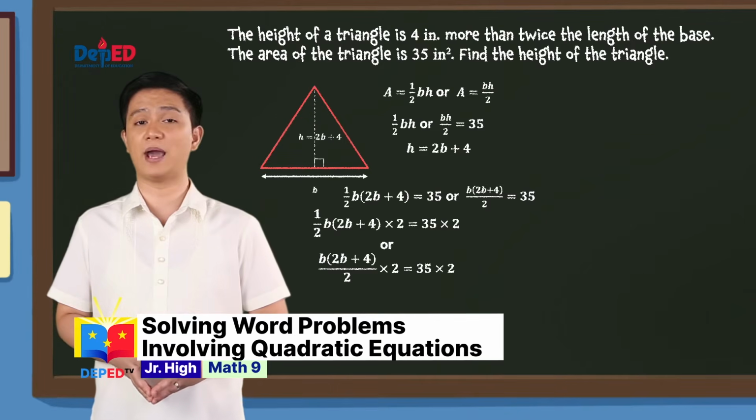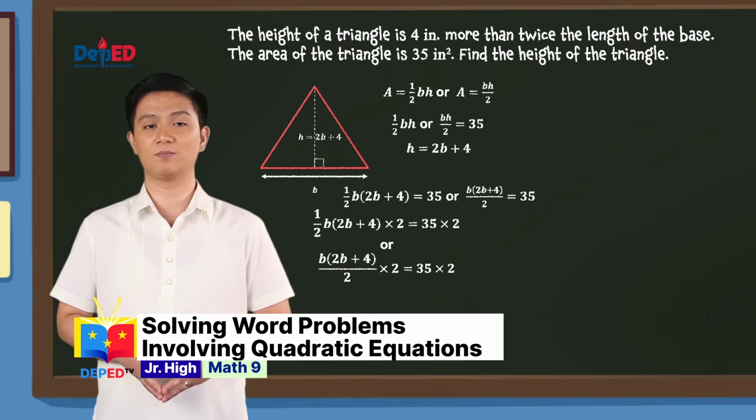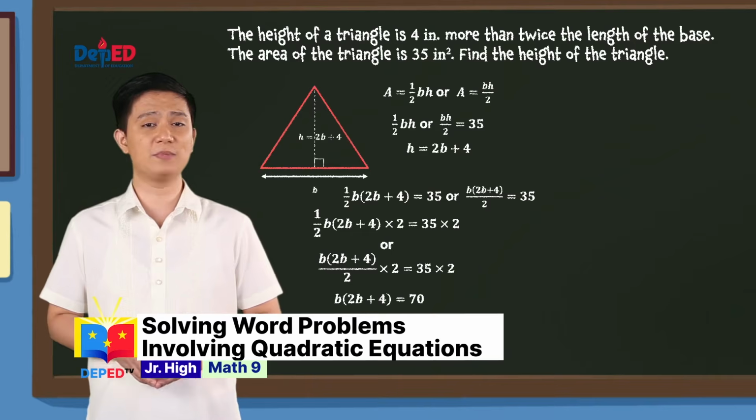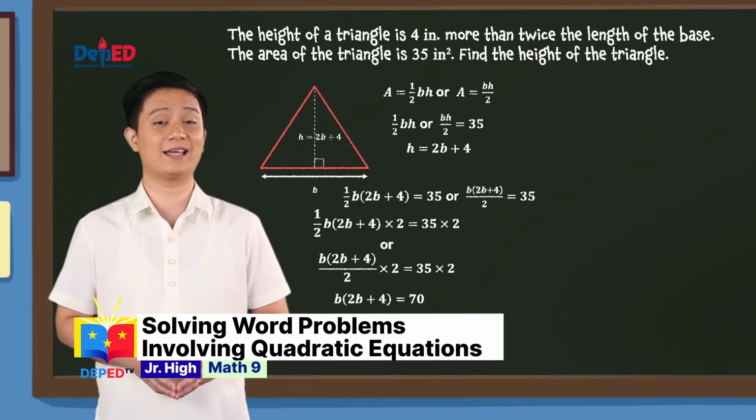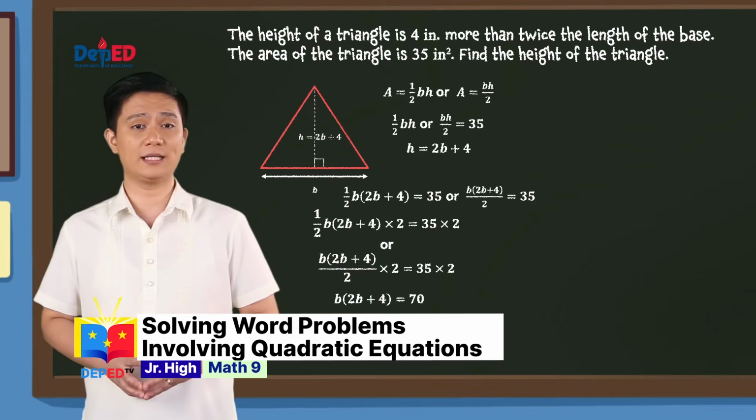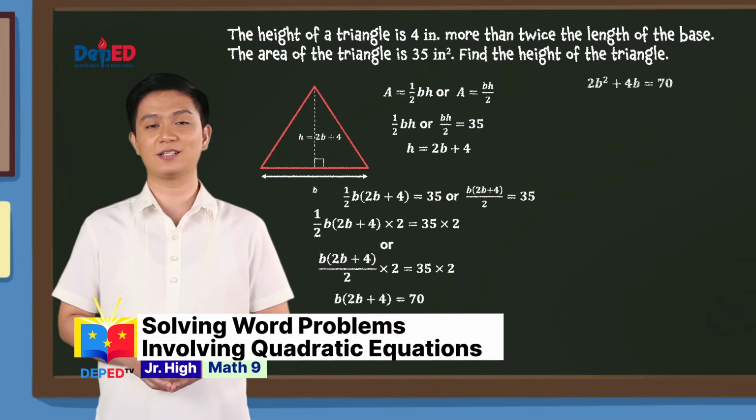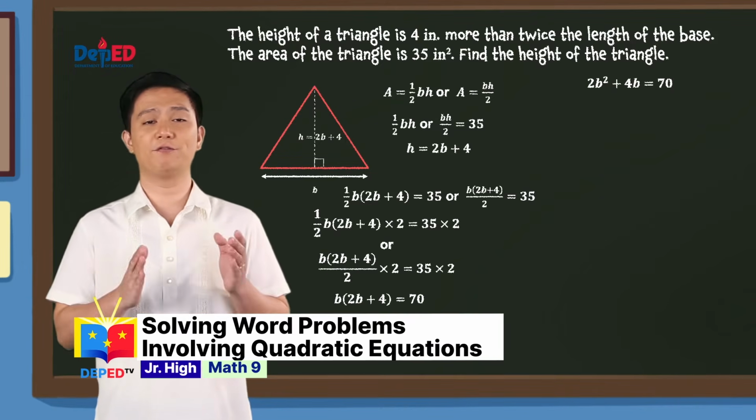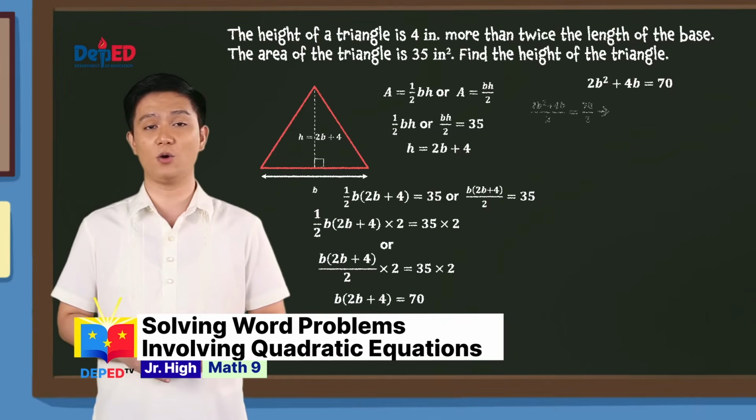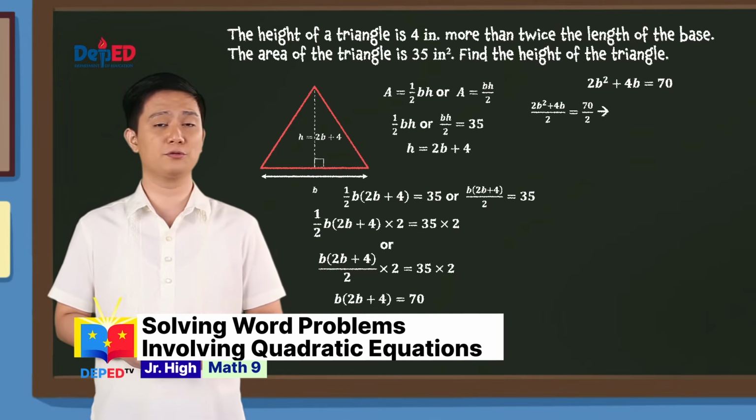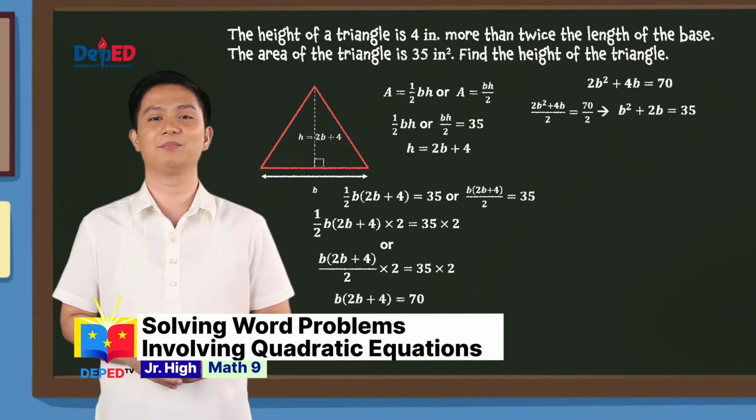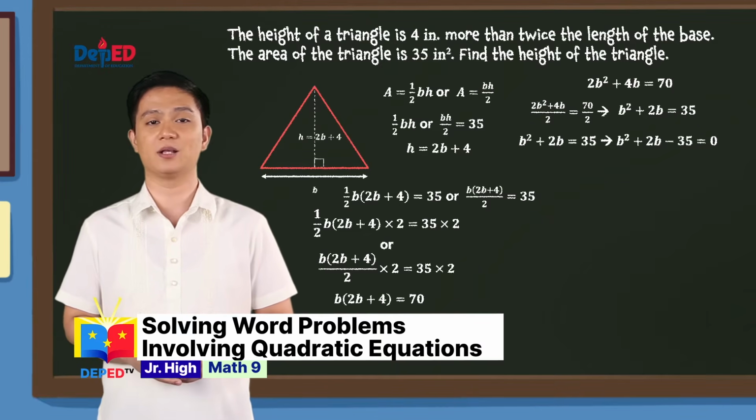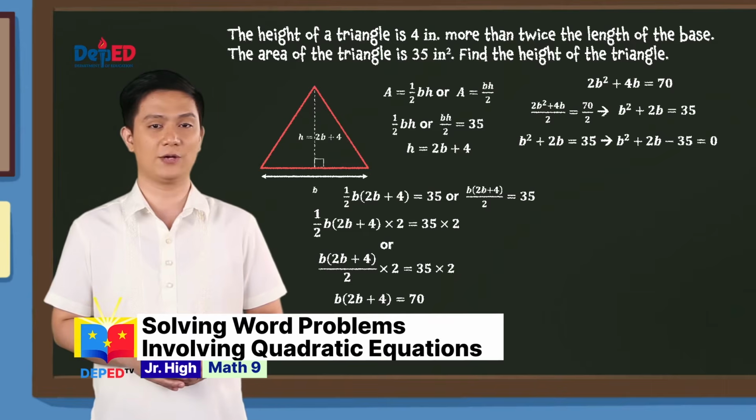Multiplying both sides of the equation by 2, the equation can be rewritten as b times the binomial 2b plus 4 equals 70. This just means that the product of the base and the height of the triangle is 70. Multiplying the quantities on the left side, the equation must be expressed as 2b squared plus 4b equals 70. Notice that 2, 4, and 70 are all divisible by 2. So, dividing both sides of the equation by 2 should produce the equation b squared plus 2b equals 35, which can be written in standard form as the equation b squared plus 2b minus 35 equals 0.